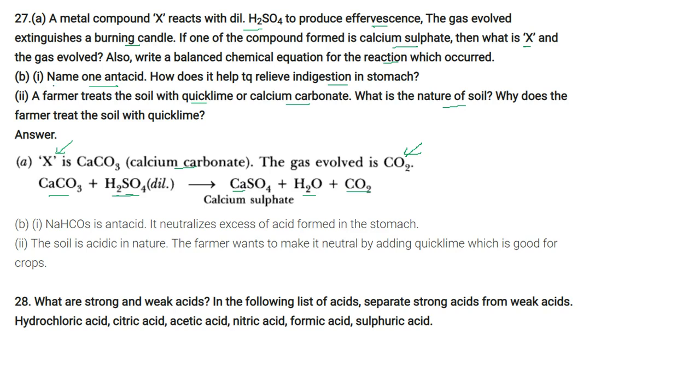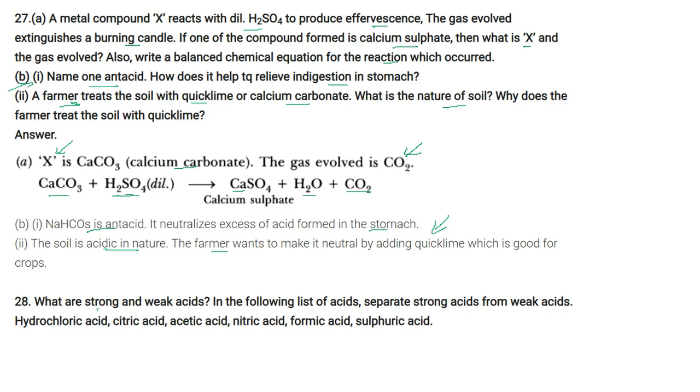So the answer to this is NaHCO3. This is a kind of antacid. So it neutralizes excess acid formed in the stomach. Why does the farmer use quicklime? The soil is acidic in nature. So in order to neutralize it, the farmer makes it neutral by adding the quicklime, which is good for the production of crops.